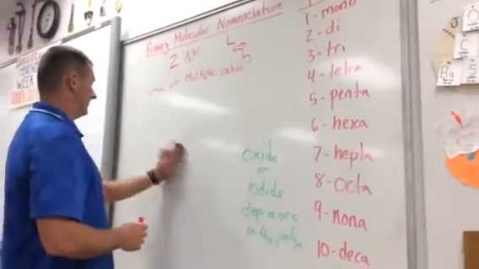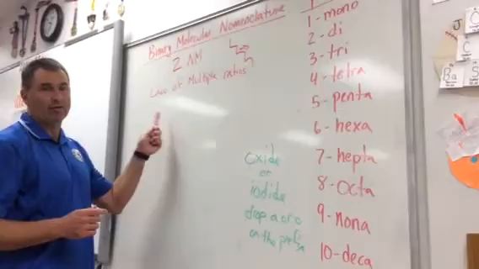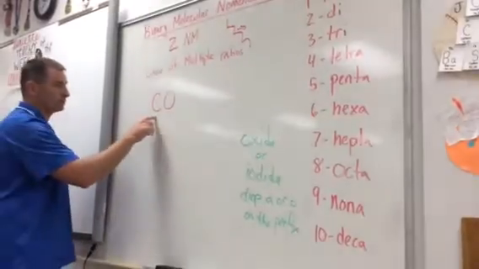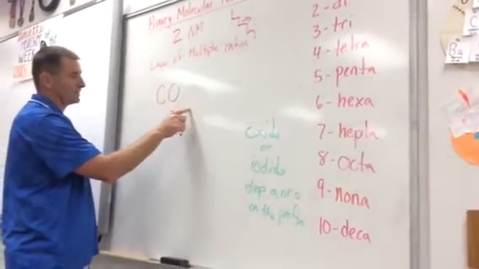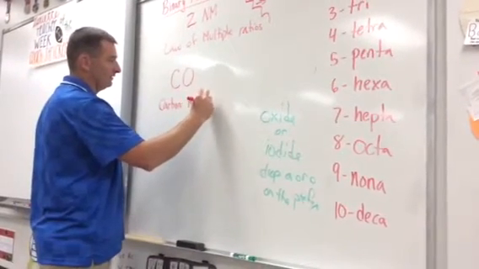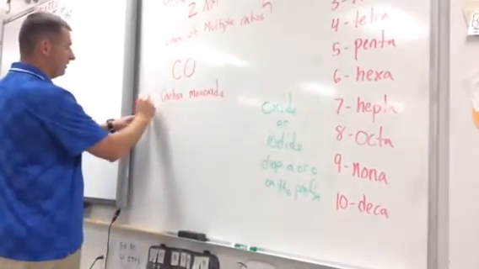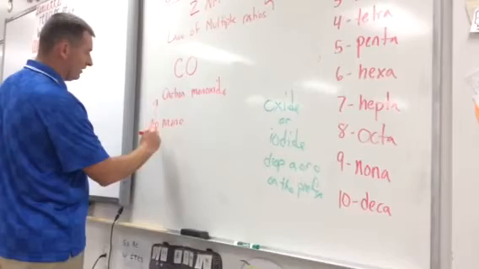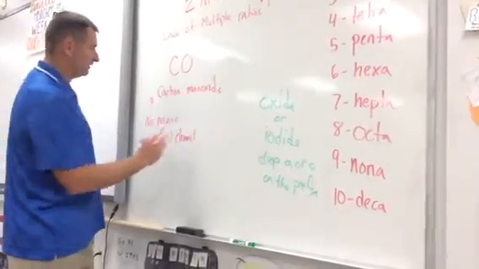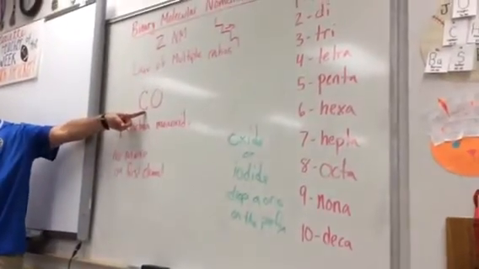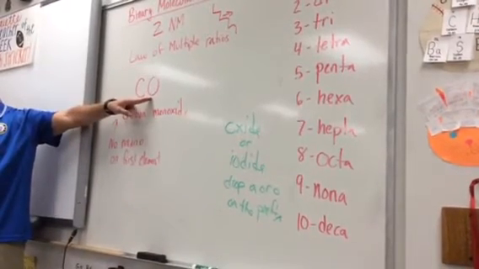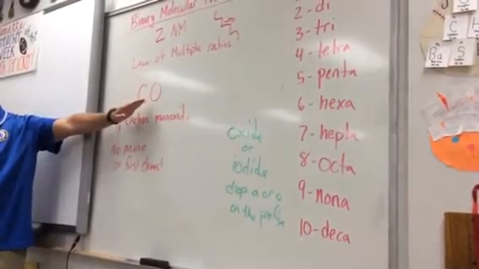The second major rule is this. You don't need mono on the first element, but you have to have mono on the second. So for this one, it's not monocarbon monoxide. It's just carbon monoxide. So no mono on the first element. Okay, so if the first element is a 1, you don't put a mono on it. You just list the name of it. The second one, if it's a 1, has to have mono, or it's wrong.